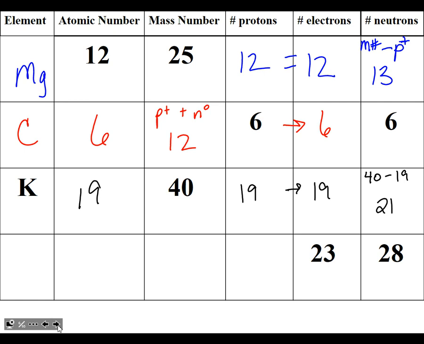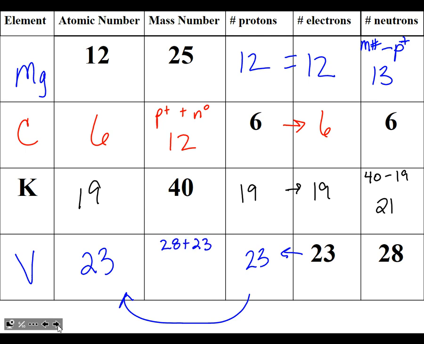Finally, if there's 23 electrons, there's 23 protons, and the protons match the atomic number, so that would be 23 there. We look up 23 on the periodic table, and it's vanadium. And then to find the mass number, we would do our 28 plus 23, which would give us 51. Okay. Hopefully, again, you can fill out a chart like this.